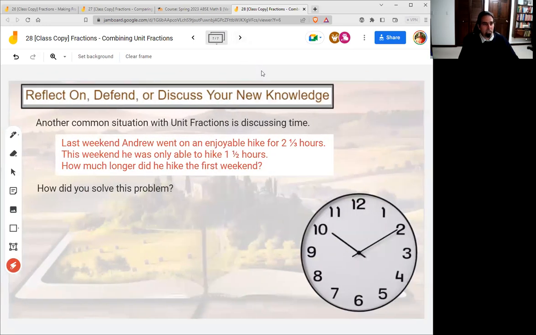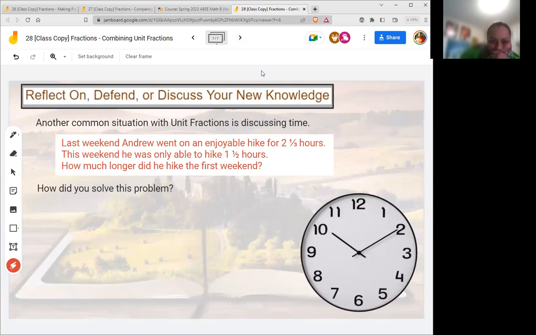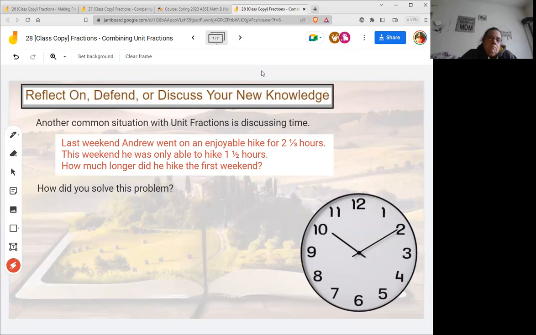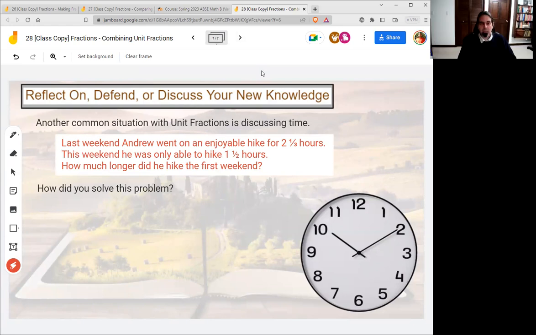Okay, we're almost done, 2 minutes to spare. Another common situation with unit fractions is discussing time. Last weekend, Andrew went on an enjoyable hike for 2 1/3 hours. But this weekend, he was only able to hike 1.5 hours. How much longer did he hike the first weekend? So if you have time before Thursday, this could be an interesting homework one. It might help to draw on the clock. What does it look like to have half an hour? What does it look like on the clock to have 20 minutes, thirds of an hour?